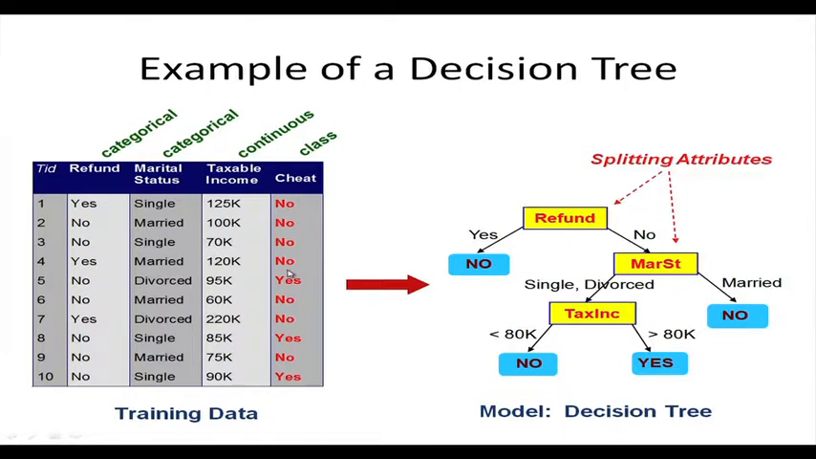This decision tree is based on this data, which could be a different set of data, because you have categorical data and you have continuous data. This is a continuous variable, this is a nominal variable, this is also a nominal variable, and this is also a nominal variable, the class data, whether you have cheated or not.